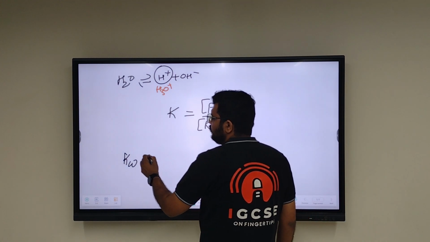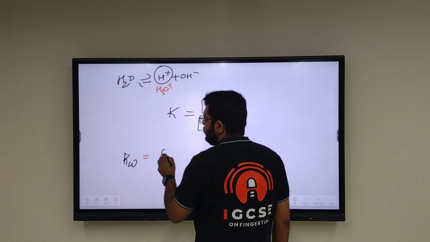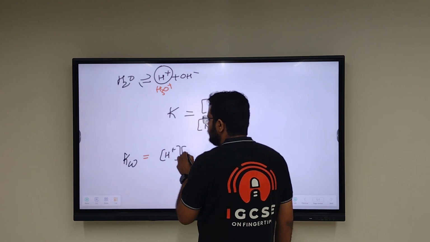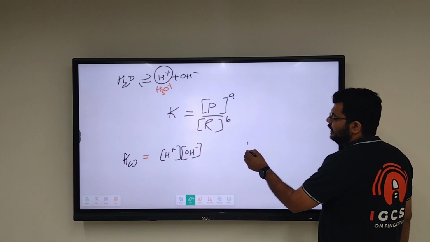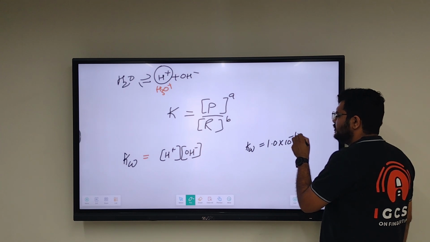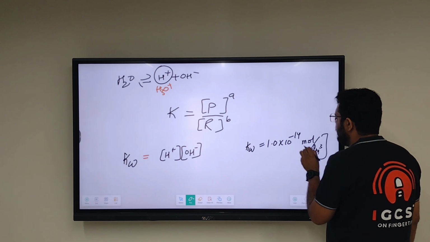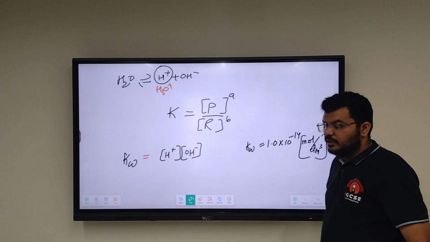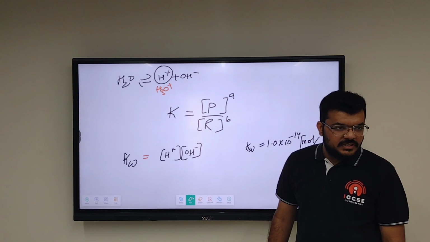So Kw, because however much water ionizes, Kw will be equal to H plus concentration times OH minus concentration. And for water, the value of Kw is equal to 1.0 times 10 to the power minus 14 mol squared per dm cube squared, right? Because concentration is multiplied twice.